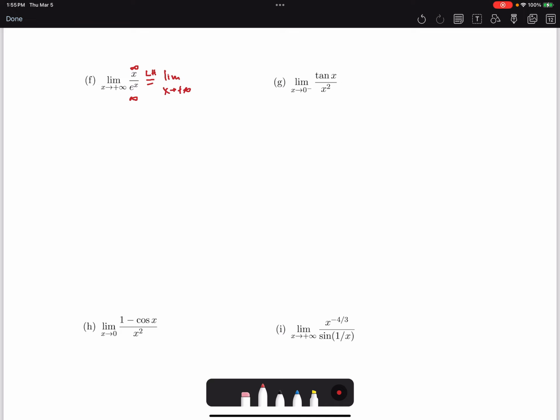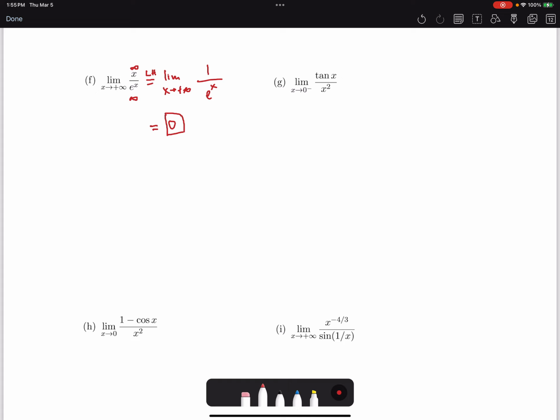All we have to do is take the limit of the numerator, which is 1, and the derivative of the denominator, which is e to the x. Okay, and now we can reevaluate. If I let x get really large, the numerator is just going to stay 1, but the denominator is going to get really large. It's going to be 1 over a huge number, which is, of course, just 0.